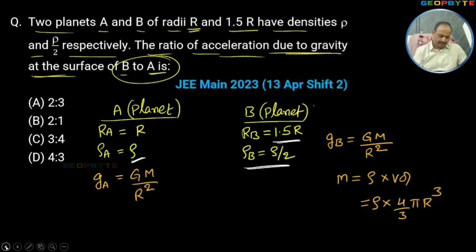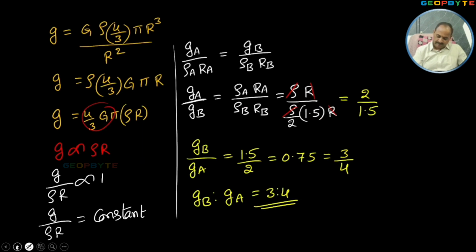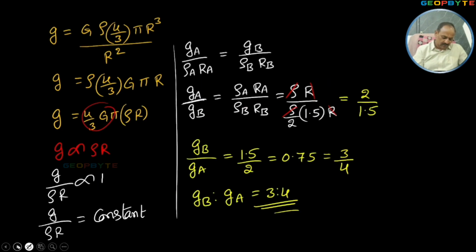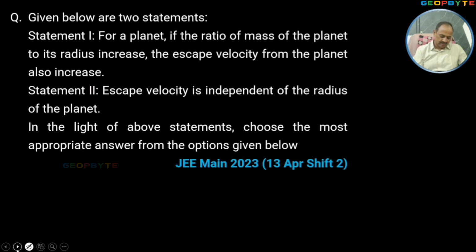Look at the options. 3 is to 4, right? Is it 3 is to 4 or 4 is to 3? 3 is to 4. Therefore, option C is absolutely correct. Understood clearly? Yes. Similarly, look at another important question.